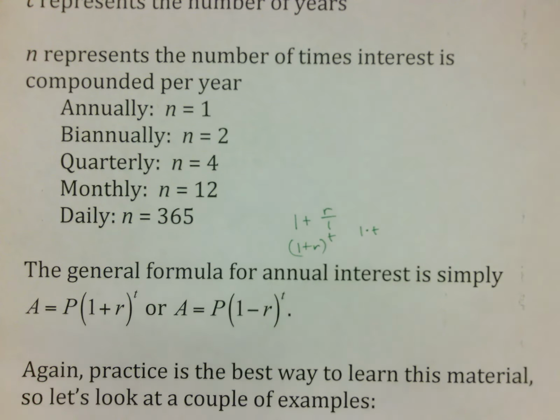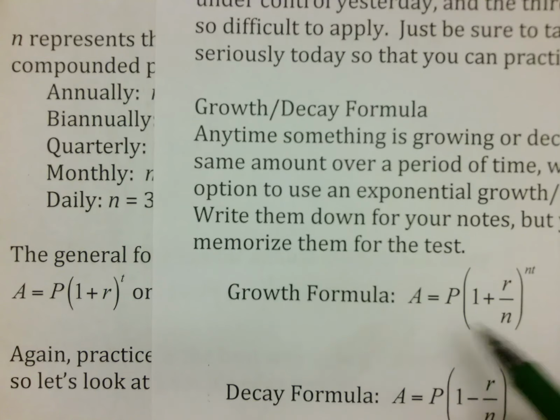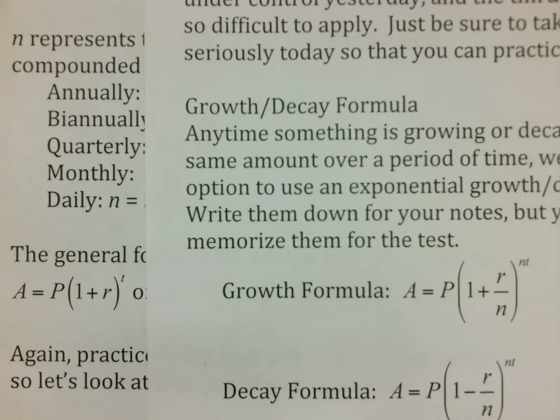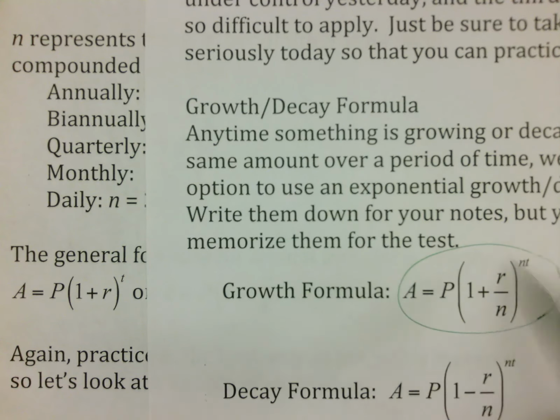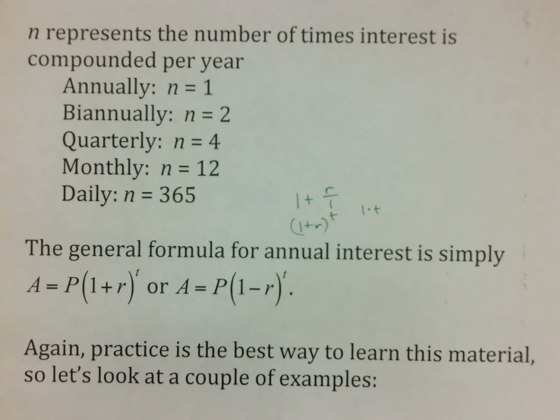Again, this is just a simplified version of the original, but the difference is if n is equal to 1, then dividing by 1 just gives us r, and multiplying by 1 just gives us t. But if you just memorize this one here, that should at least give you your base for everything you need to know there. Alright. Again, practice is the best way to learn this material, so let's just look at a couple examples and go on to whatever we're here to do.